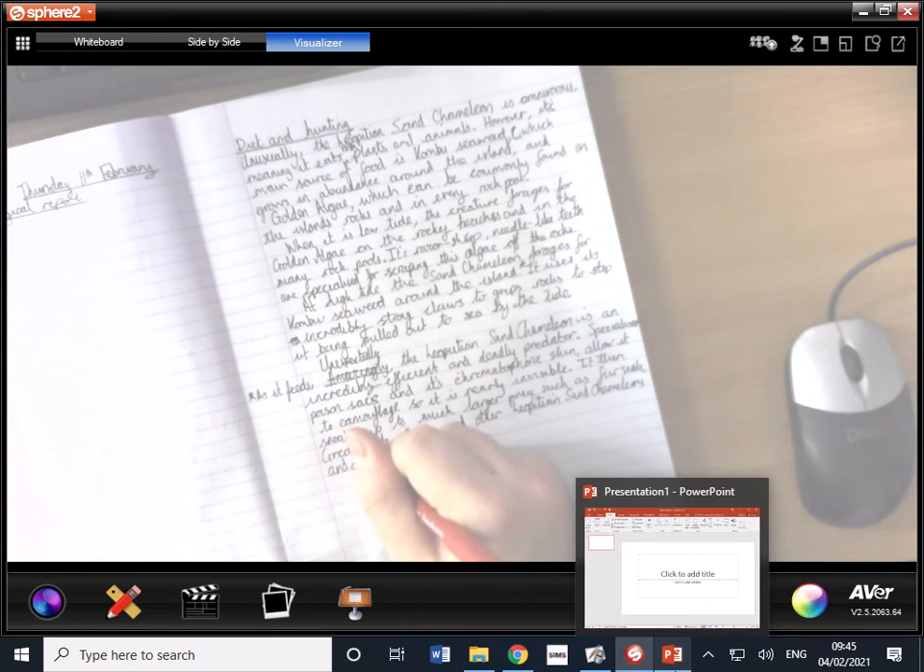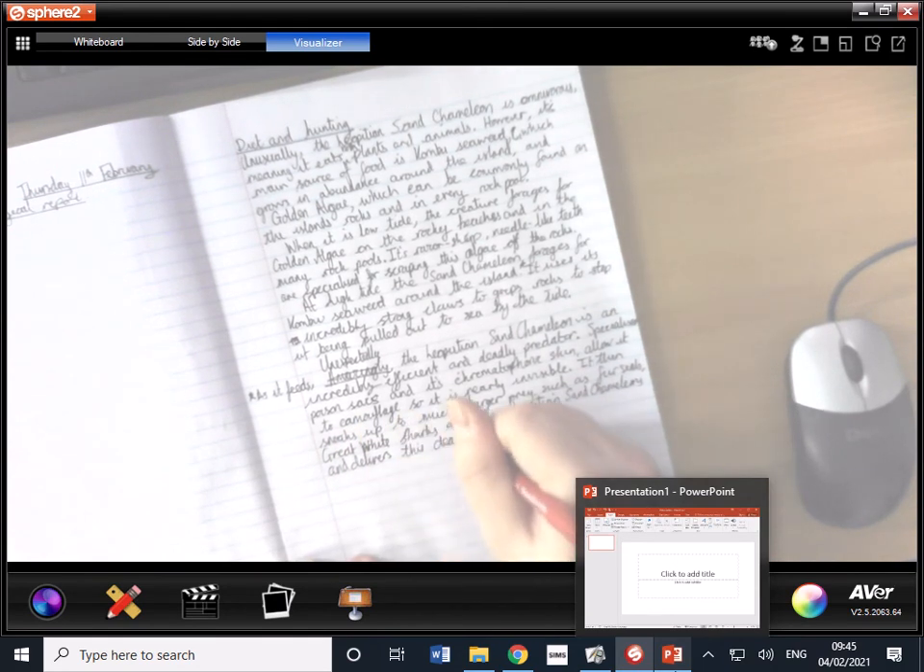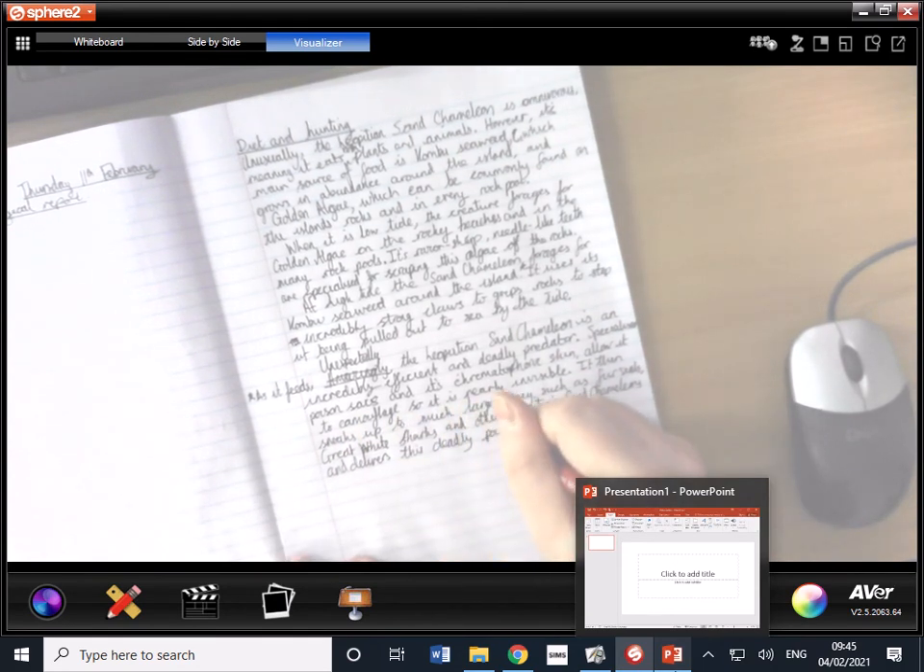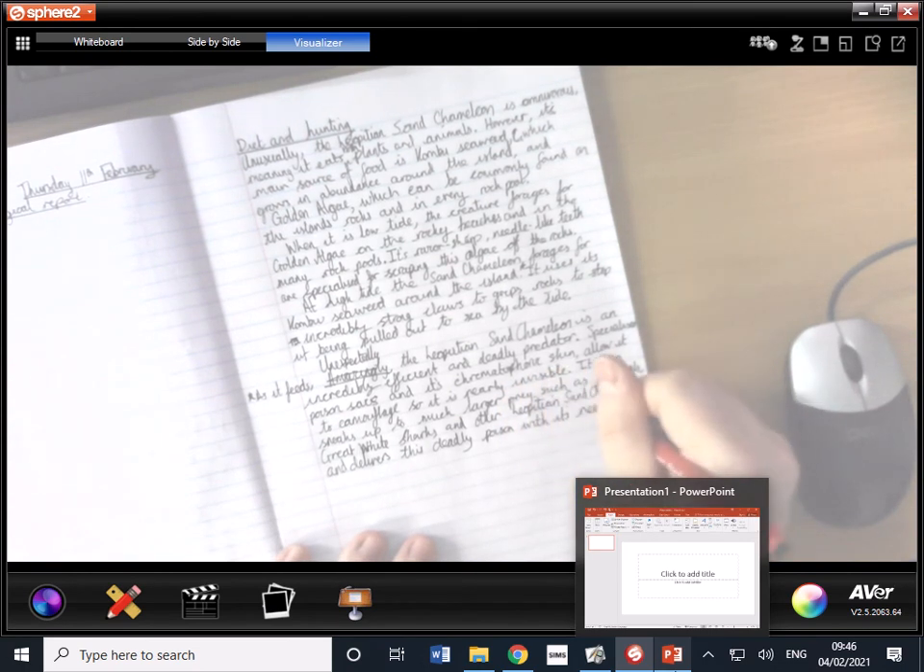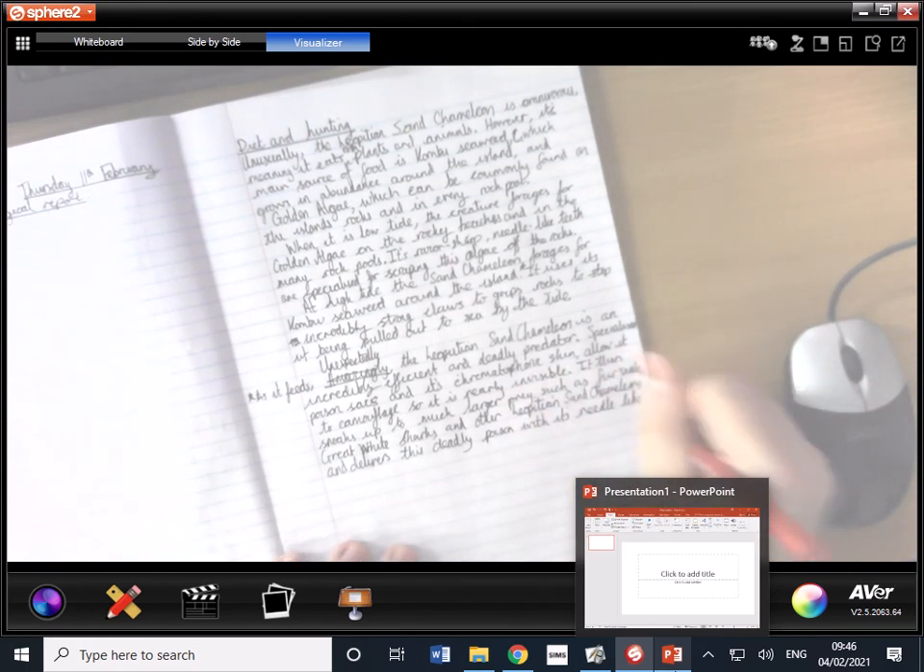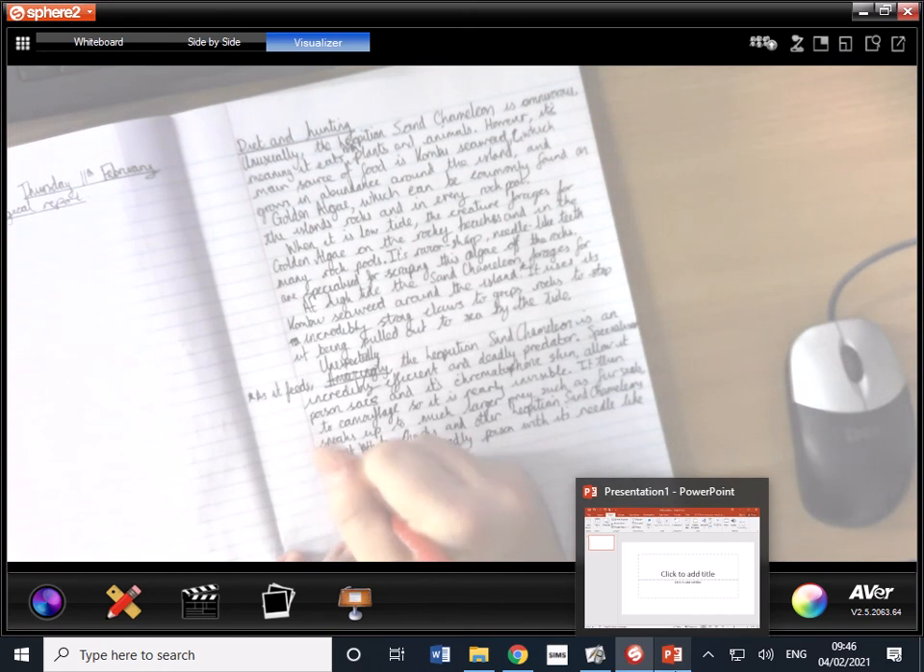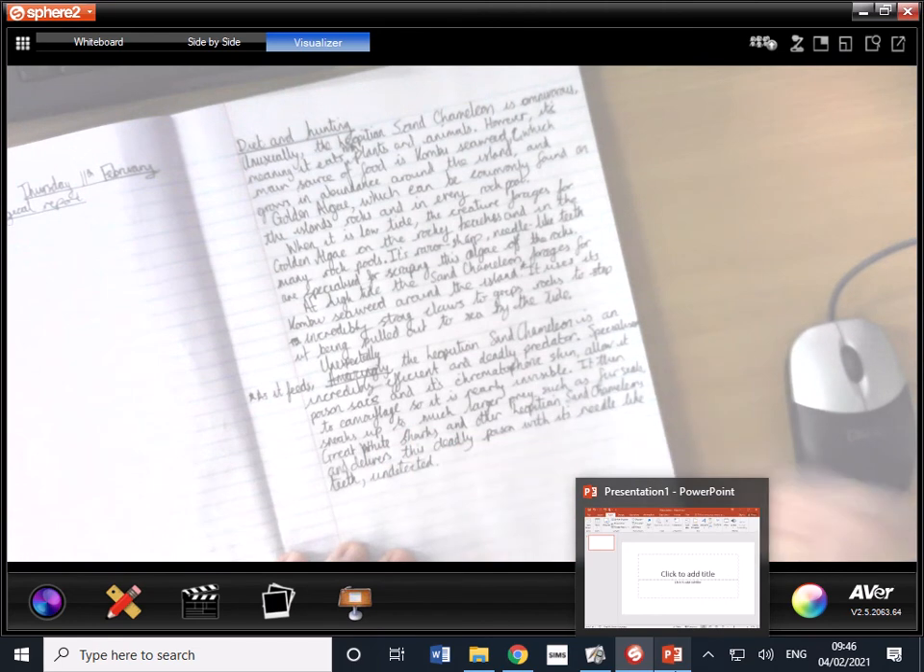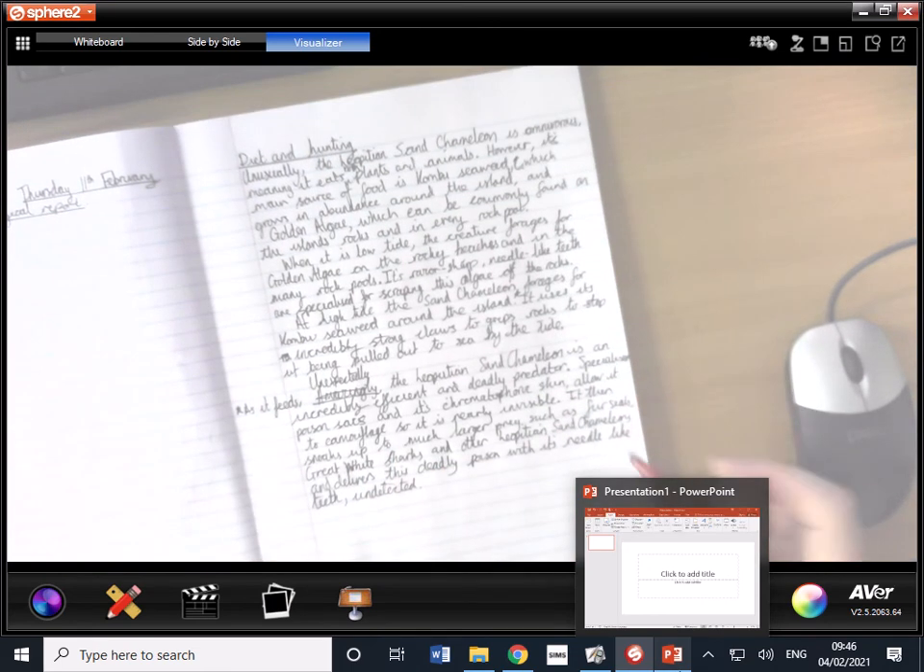And delivers this deadly poison with its needle-like teeth. And then I'm going to put undetected. Okay, so that just goes to show how deadly it is.